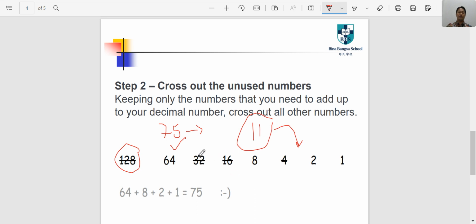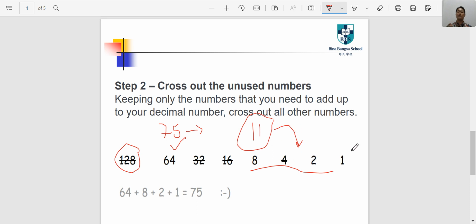So you notice the values that are larger than the existing value that you're going to get the result from, the values here will be crossed out. Keeping only the numbers that you need to add up to your decimal number, cross out all other numbers.